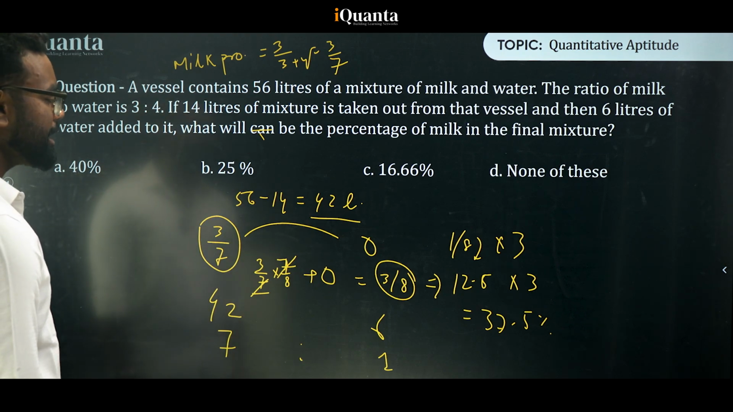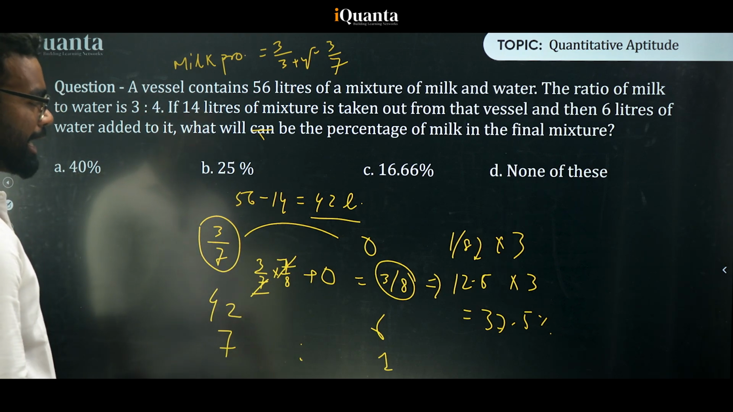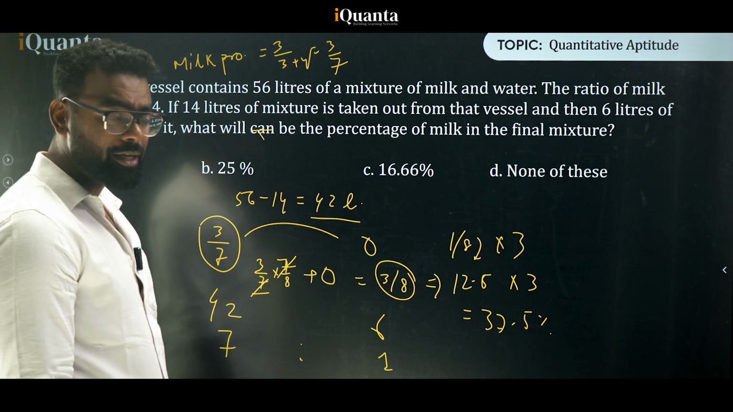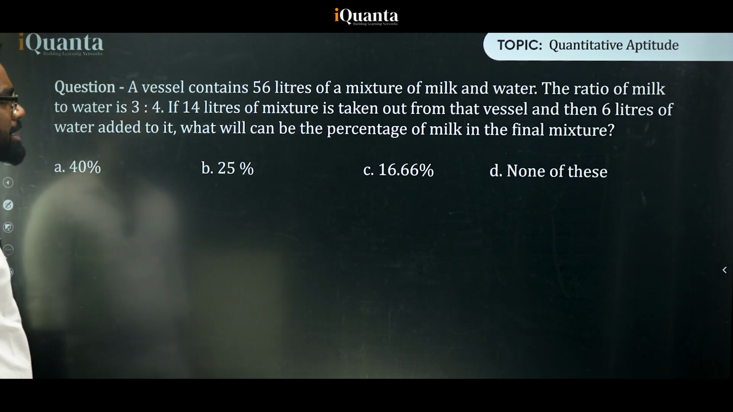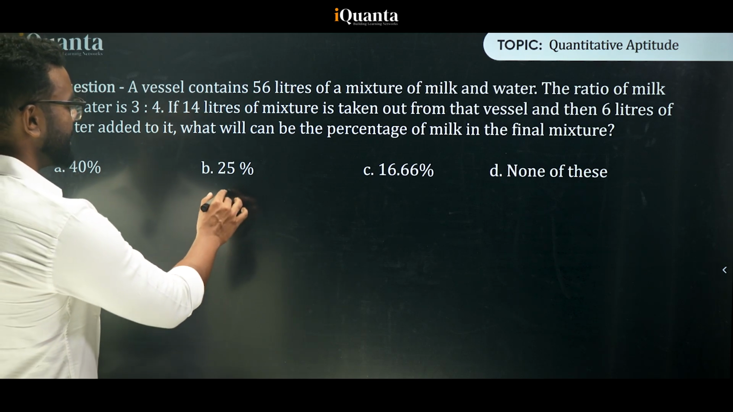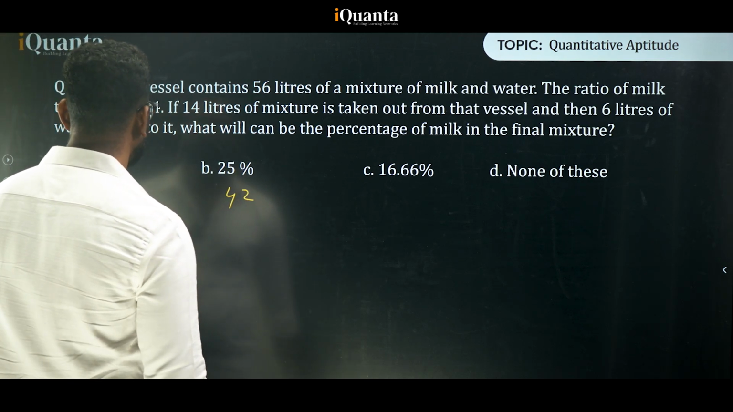A lot of people ask me whether we need to solve it this way or not. There are other ways you can solve this type of question. See how else we can solve this question. Think about it this way: there is 42 liters. So what is the milk and water in it?